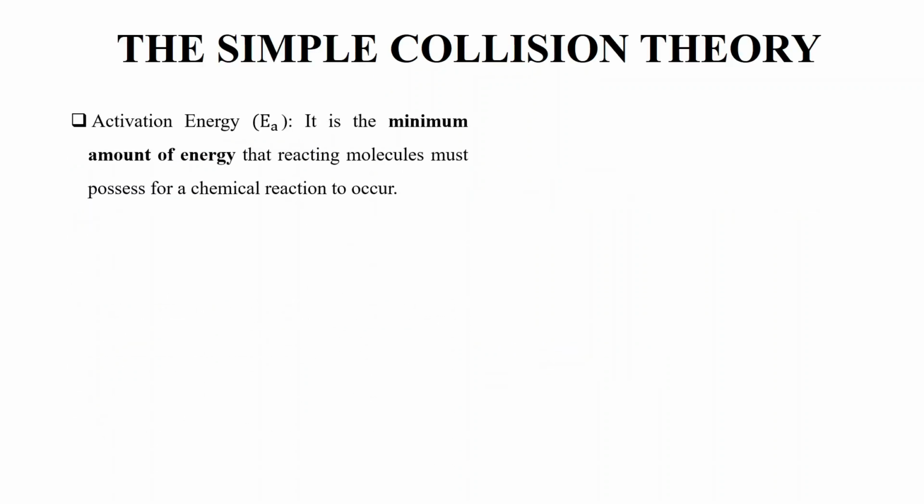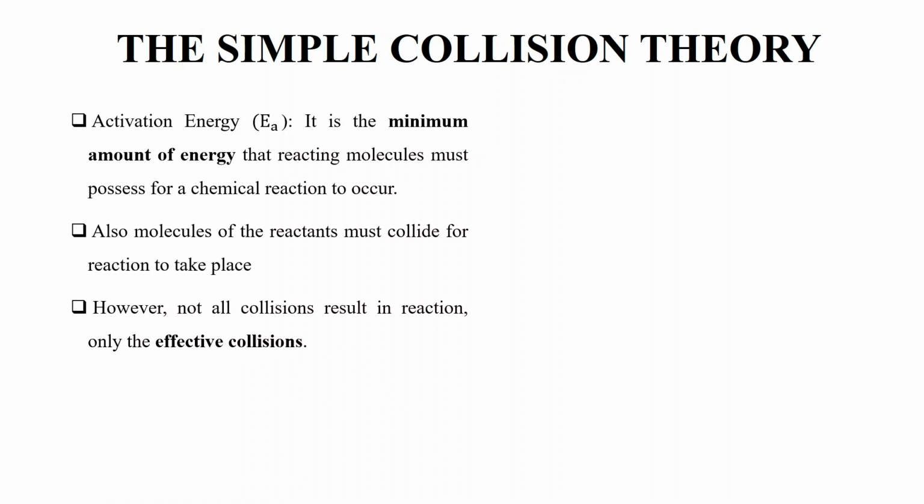Now, for the simple collision theory, we need to understand what we call the activation energy. Activation energy refers to the minimum amount of energy that reacting molecules must possess for a reaction to occur. So before a reaction occurs, there should be a minimum amount of energy that the reactant molecules must possess before the reaction occurs in the first place. Also, the molecules of the reactant must collide for reaction to take place. So whenever there is a reaction A plus B going into C, the molecules of A and the molecules of B must collide before reaction can take place.